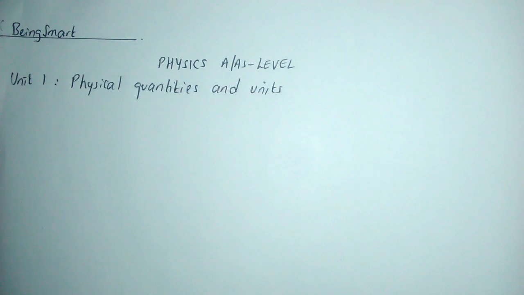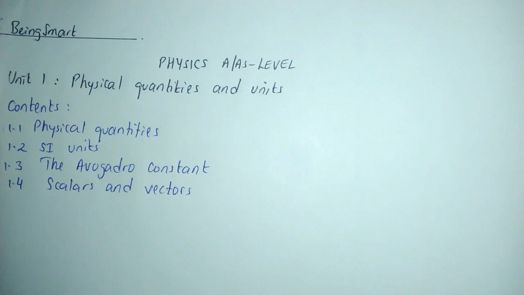So let's begin. The first unit is about physical quantities and units. Now, the contents of this unit is mainly physical quantities, and we're going to be talking about SI units, Avogadro's constant, and scalars and vectors. So in this video, we're gonna be mainly focusing on the learning outcomes that Cambridge wants its students to know.